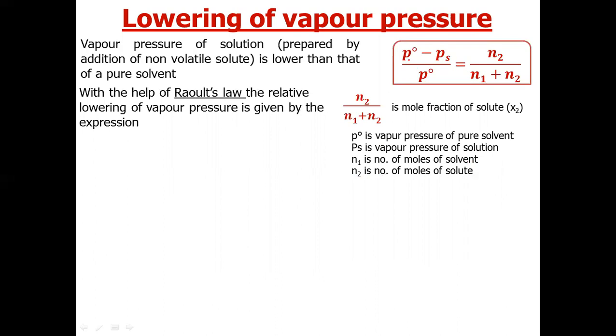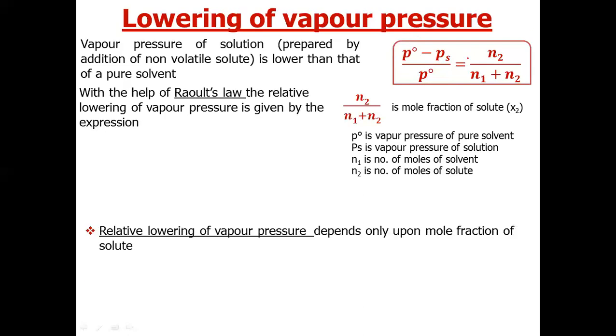Now this P naught minus Ps, what does it represent? This represents lowering in vapor pressure. P naught is the vapor pressure of pure solvent. When we add some solute to this, the vapor pressure is reduced to Ps. So the difference is the lowering of vapor pressure. If we divide it by the vapor pressure of pure solvent, then we call this whole term the relative lowering of vapor pressure. From this relation, we can see that the relative lowering, P naught minus Ps divided by P naught, depends only upon the mole fraction of solute.